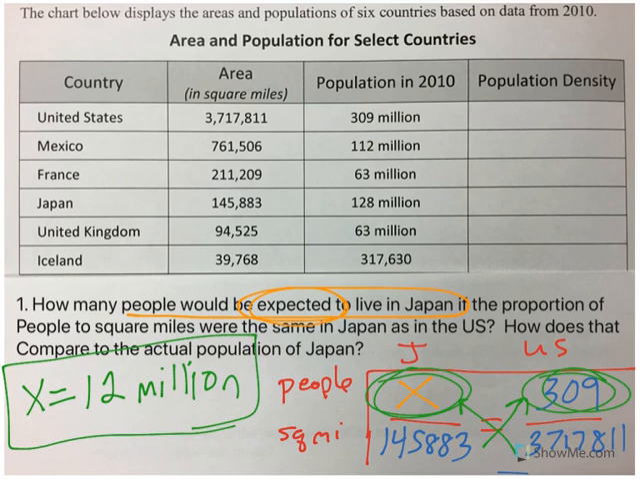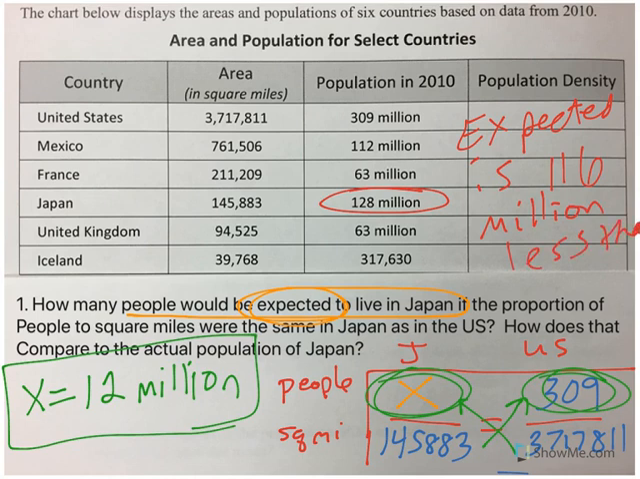Well, how does that compare to the actual people in Japan? Well, the actual is 128 million. So the expected, which is what we just found, is roughly 116 million less than the actual. And that's crazy. I mean, 12 million people versus 128 million. That's just a ridiculous amount of people. It really is. But that's what we call the what if, and you can use it to do some comparisons.